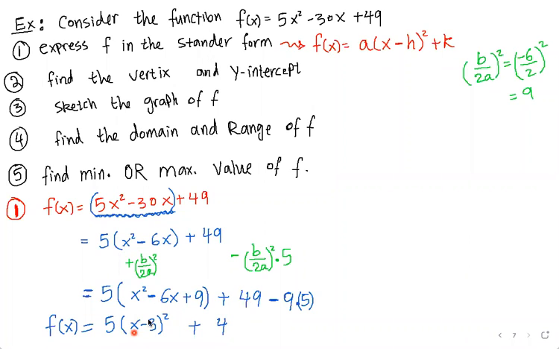And now here I factor it. The factor for x squared minus 6x plus 9 is x minus 3 everything squared. Now everything here is the standard form for the first equation, f of x equal a times x minus h squared plus k. Any question so far? Any question for the first one, standard form?